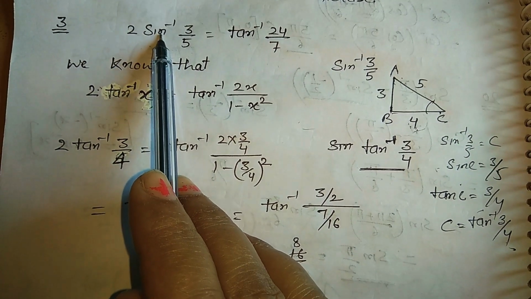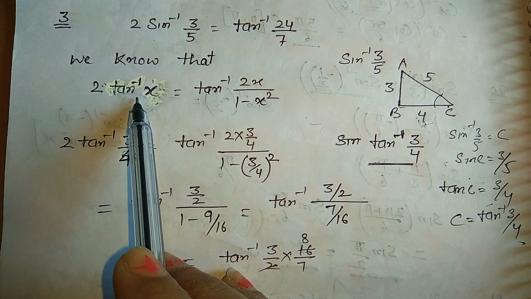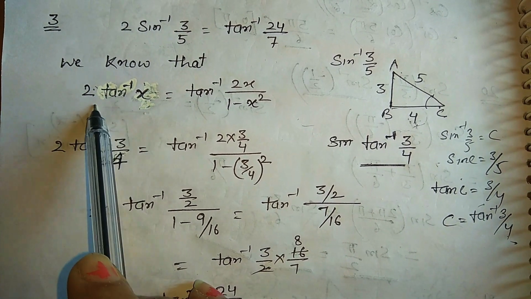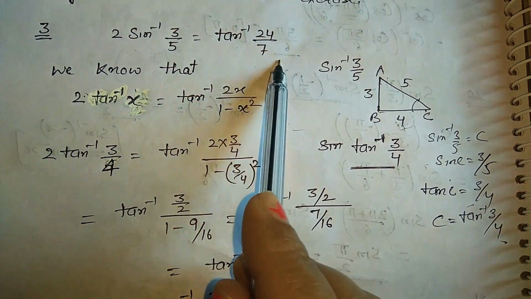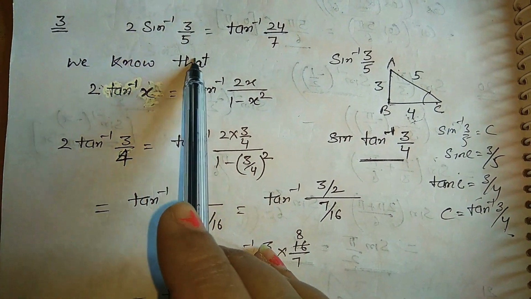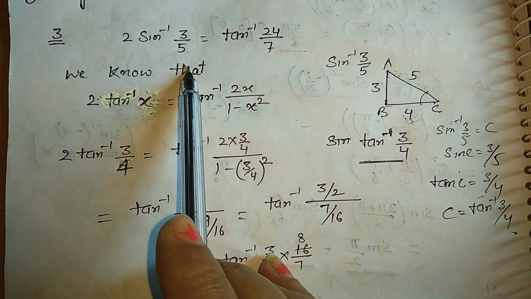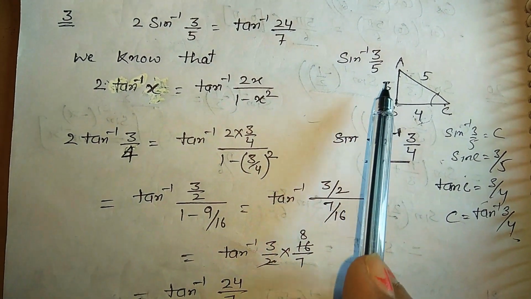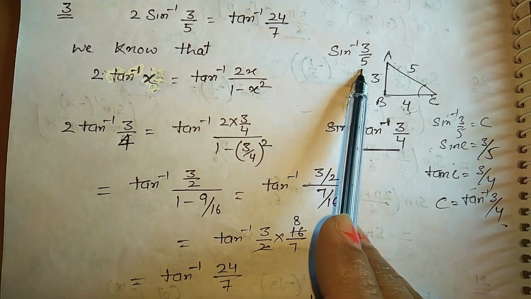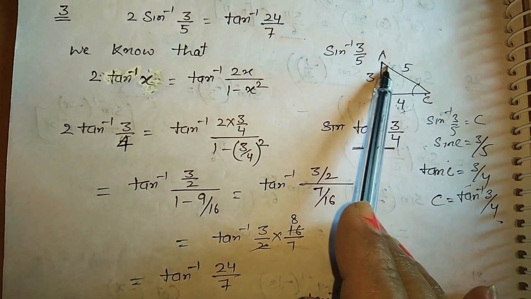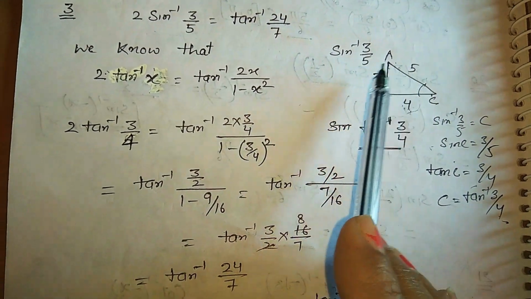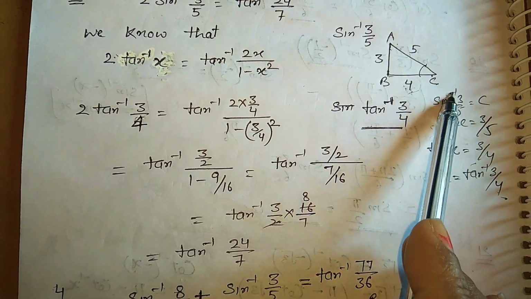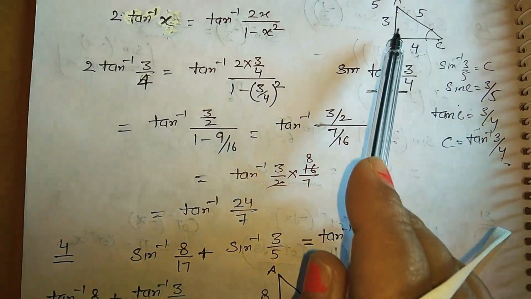If we change sine inverse into tangent inverse, we know the formula of 2 tangent inverse in the form of tangent inverse, then we will get this. So firstly we will change sine inverse 3 by 5 in the form of tangent inverse. By using Pythagoras we can solve this. Let ABC be a triangle in which sine C is 3 by 5. Okay, sine inverse 3 by 5 is C, then sine C will be 3 by 5.